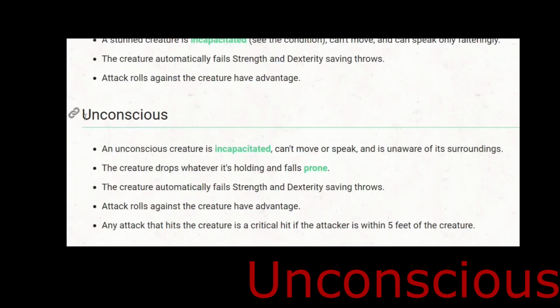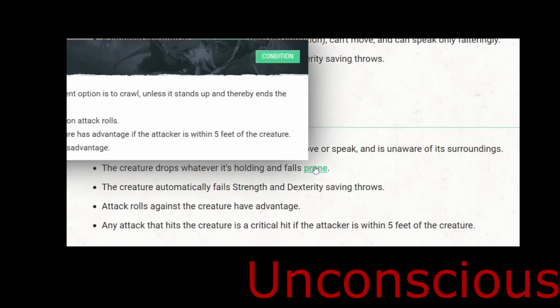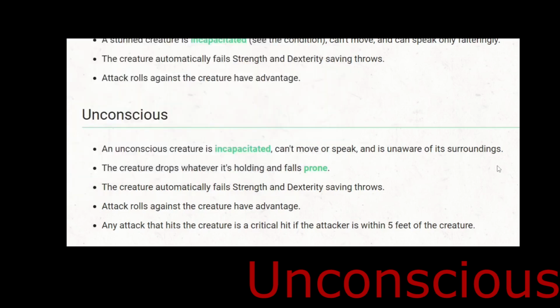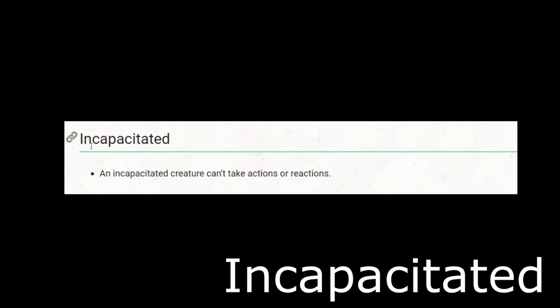And then we have Unconscious. An unconscious creature is incapacitated, can't move or speak, and is unaware of its surroundings. The creature drops whatever it's holding and falls prone. The creature automatically fails strength and dexterity saving throws. Attack rolls against the creature have advantage. And lastly, any attack that hits the creature is a critical hit if the attacker is within 5 feet of the creature.